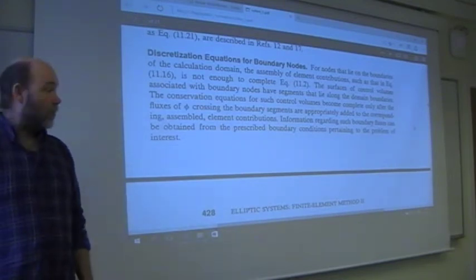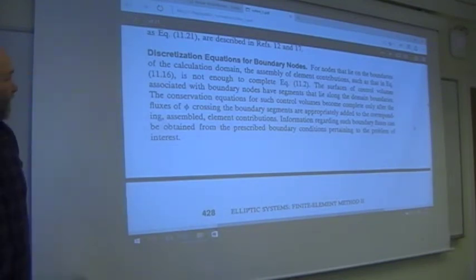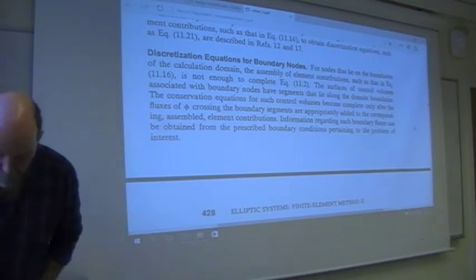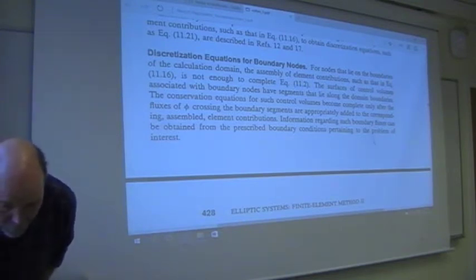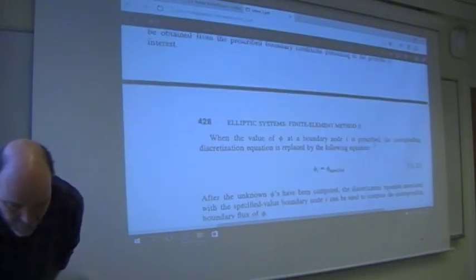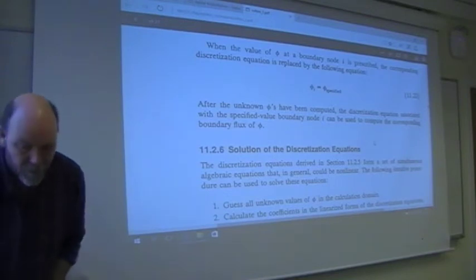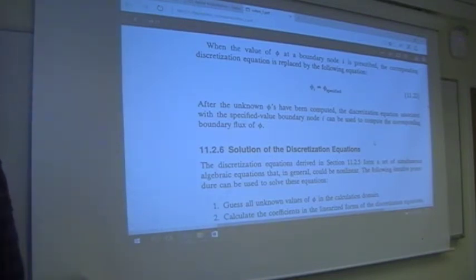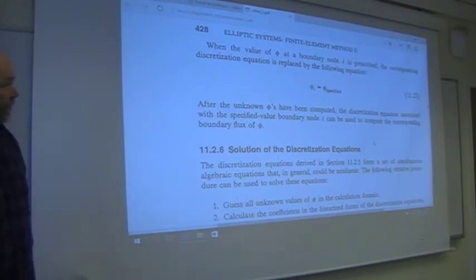Especially for the boundary nodes. Well, like I said, if you need a Neumann condition, you don't have to do anything. Just treat it as an unknown. If it's a Dirichlet condition, even easier, you just give it a value. Just specify. So the boundary conditions are fairly easily handled here.